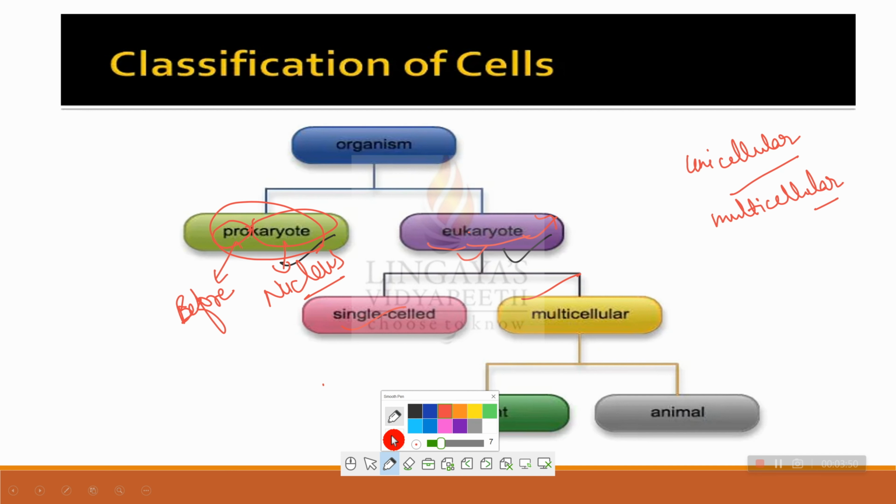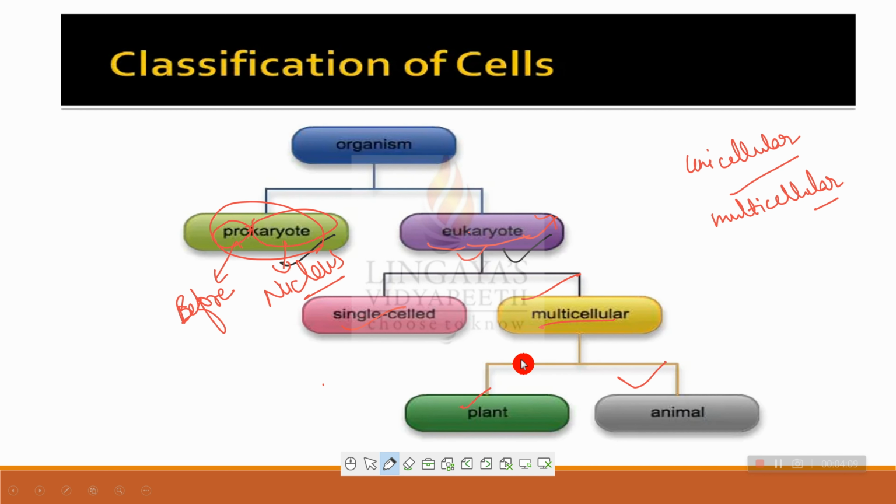If you will see here, the multicellular organisms have multiple types of cell. The multicellular cell is found in plant cell and animal cell.